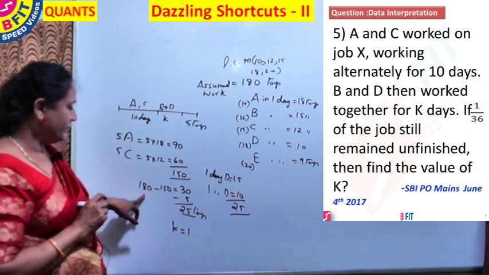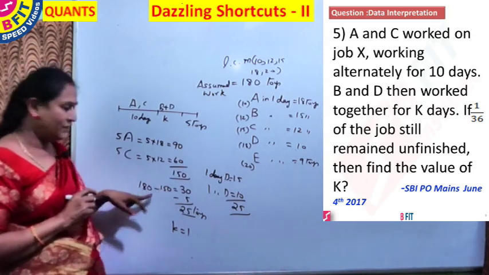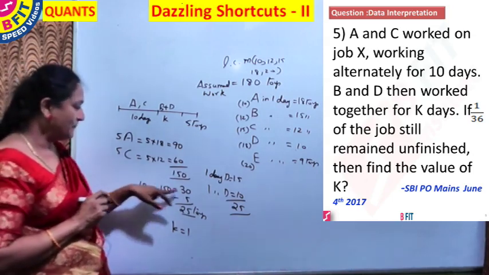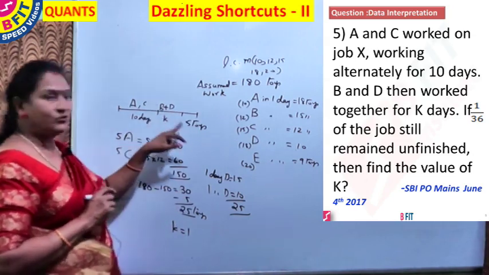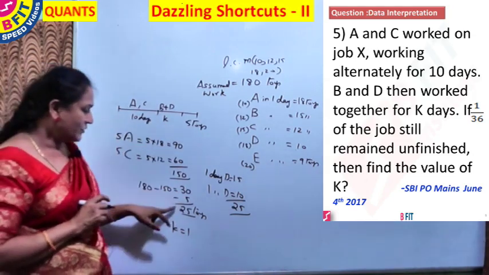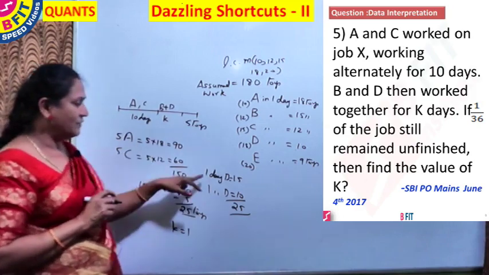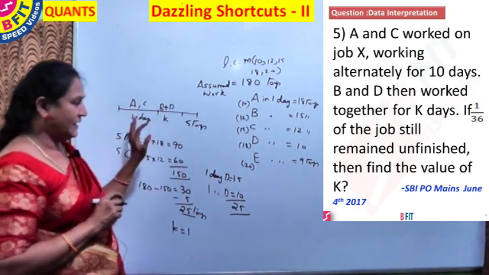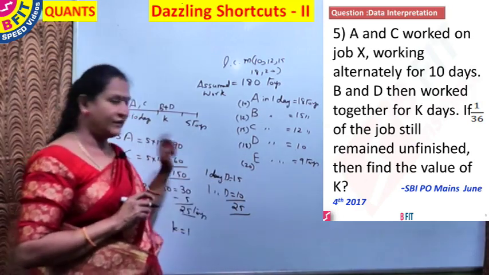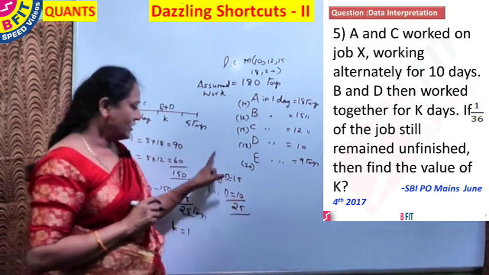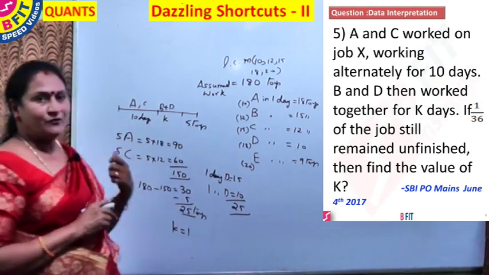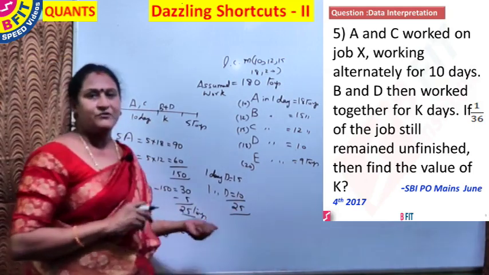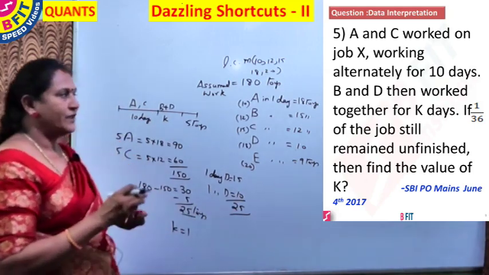So according to this question, A and C's alternate 10 days give 150 toys. Out of this 180, 150 is done by A and C. The remaining is 30. In that 30, after B and D work too, we have 5 toys left. So these 25 toys had to be done by B and D in K days. Per day B can do 15 and D can do 10. So in one day they can do 25, which means B and D have worked only for one day and they have done these 25 toys. So the value of K is 1.